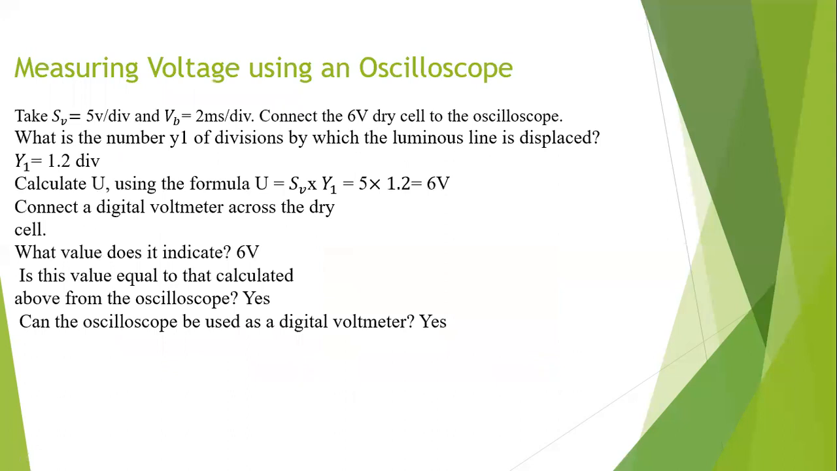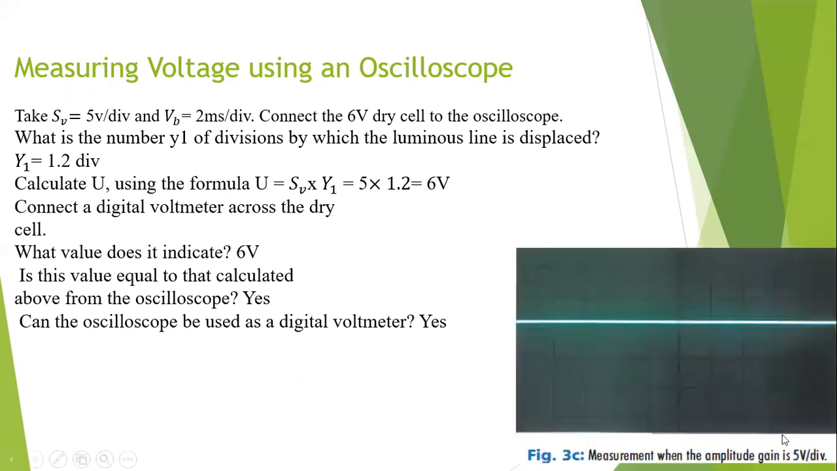Now we will use an oscilloscope to measure the voltage. For example, take SV equal to 5 volt per division and the time base equal to 2 millisecond per division. Connect the 6 volt dry cell to the oscilloscope. What is the number Y1 of divisions by which the luminous line is displaced in this figure? Y1 is approximately 1.2 division according to this figure here.